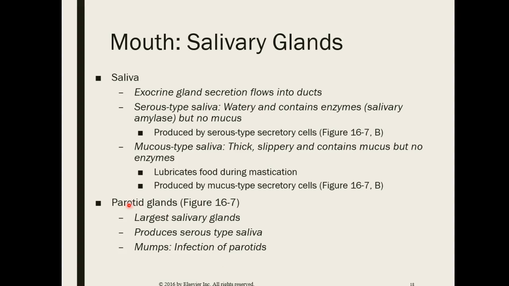And then we have the parotid glands, which are located around the mouth. So these are going to be the largest of the salivary glands, and they produce a serous type saliva. So again, watery and contains enzymes, but there's no mucus in the saliva. And then one disease that can happen to the parotid glands is mumps, which is an infection. Everybody should be vaccinated against mumps now, so that one has kind of gone by the wayside.